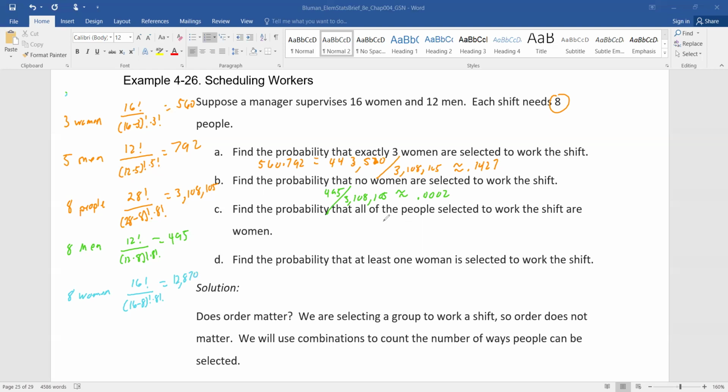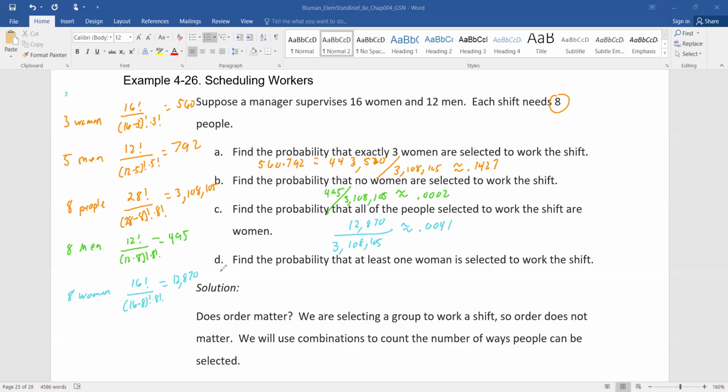So again, probability of the people selected to work are all women. So now that's going to be the 12,870 over the 3,108,105. And we do that, we get about 0.0041. So you have about a 0.41% chance that the entire shift is women.